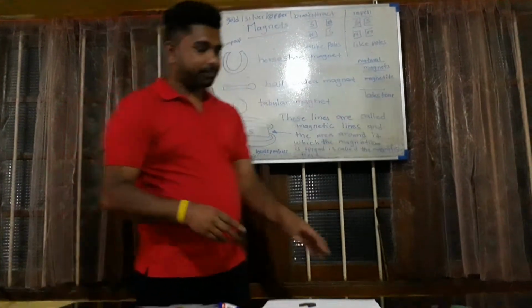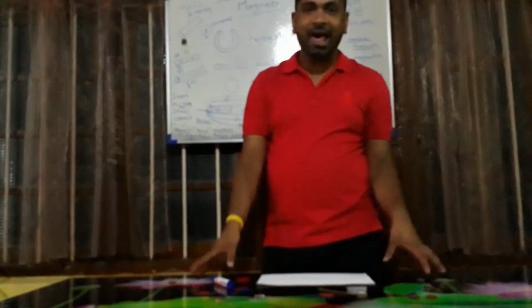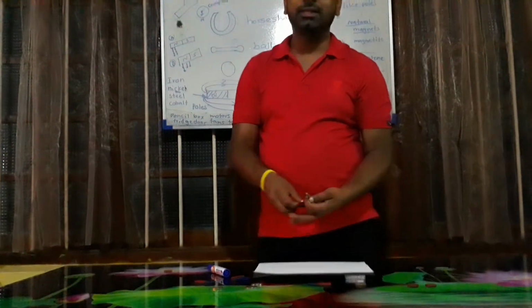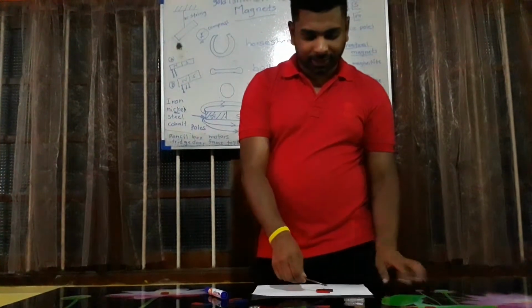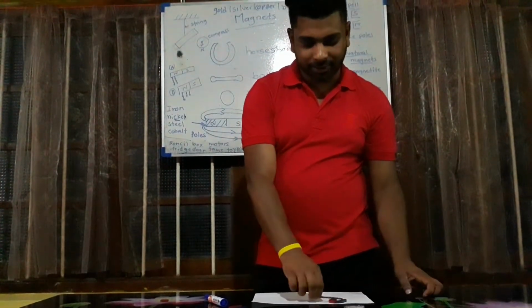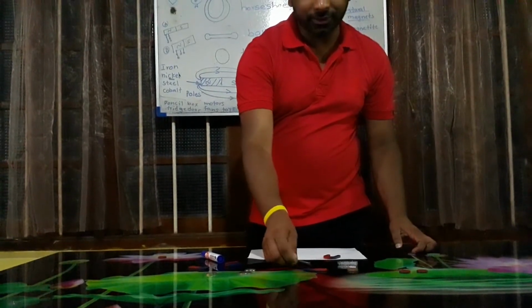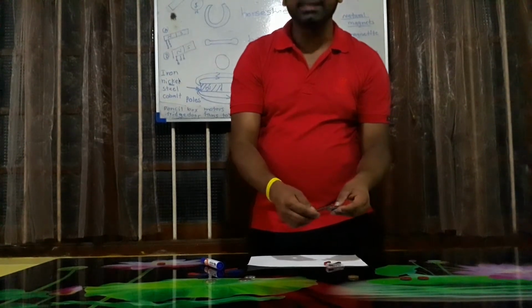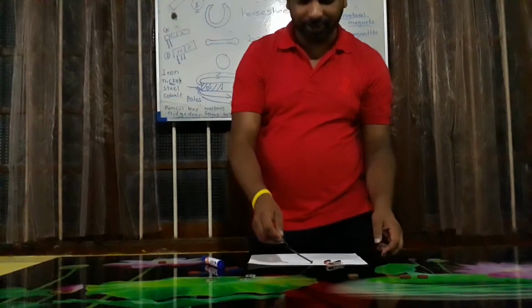Here I don't have iron powder, but some materials I have. So this is an iron nail. Here the iron nail will get attracted to this magnet. You can see here in a little power, the iron nail will get attracted to the magnet.